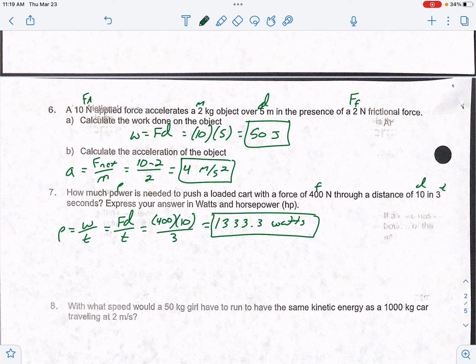But I want it in horsepower. So remember, 1 horsepower equals 746 watts. So what I'm going to do is take that 1,333.3, divide it by that 746, and I'm going to get 1.8 horsepower.